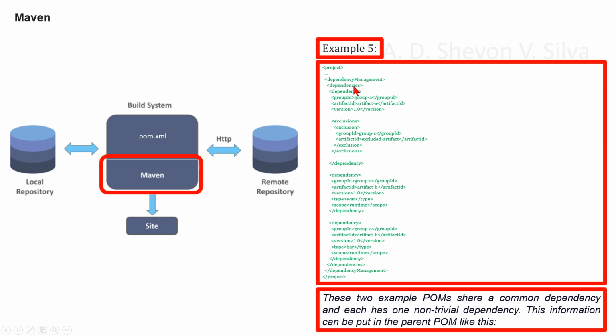So you can see here group ID A, and here exclusion C, and here group ID C, and here group ID A. So this is the parent POM.